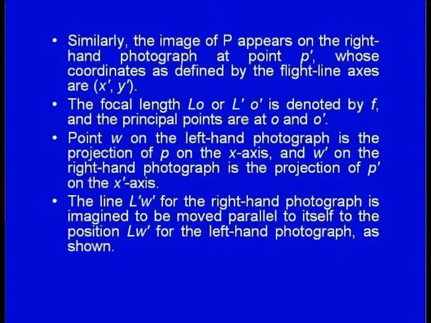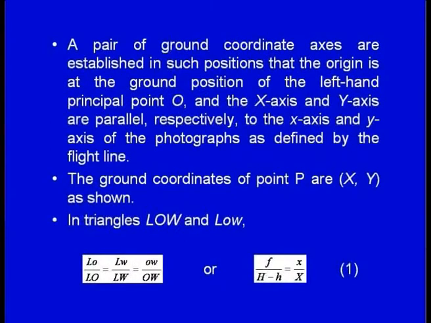The line L dash w dash for the right hand photograph is imagined to be moved parallel to itself to the position L w dash for the left hand photograph as shown. A pair of ground coordinate axes are established in such positions that the origin is at the ground position of the left hand principal point capital O, and the X axis and the Y axis are parallel respectively to the x axis and y axis of the photographs as defined by the flight line. The ground coordinates of point P are capital X and capital Y as shown below.